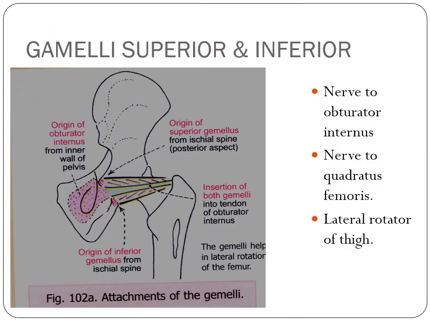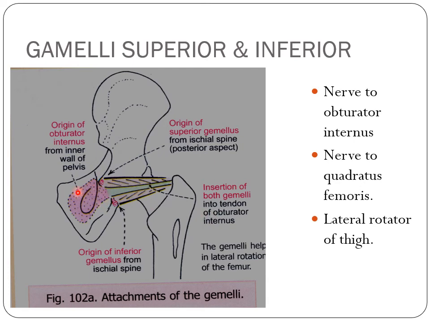Now the two gemelli, superior gemellus and inferior gemellus. The origin of the superior gemellus is from the ischial spine at its posterior aspect, and both gemelli are inserted into the tendon of the obturator internus. The origin of the inferior gemellus is from the ischial tuberosity. Both arise from the ischial region and insert along with the tendon of the obturator internus.